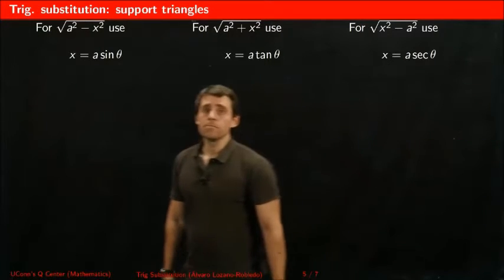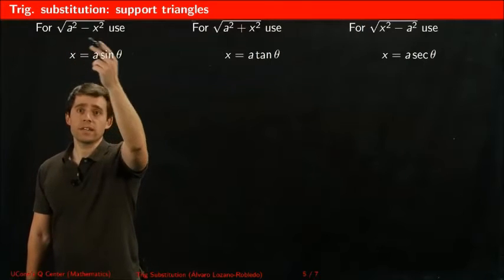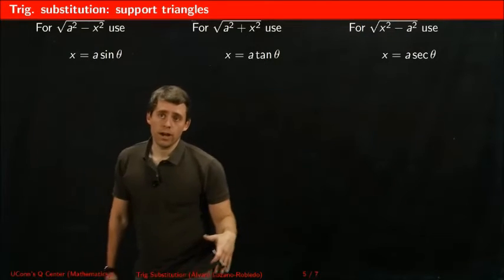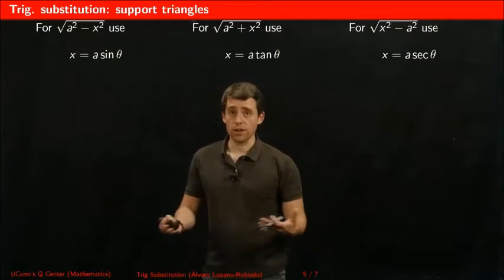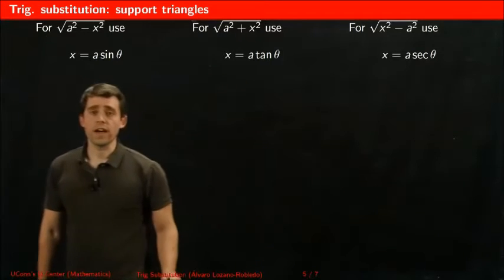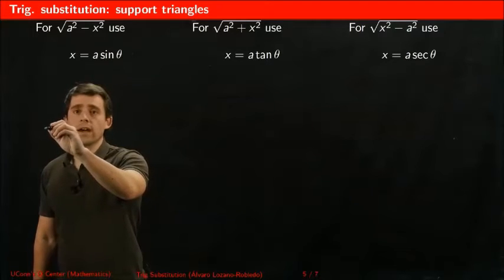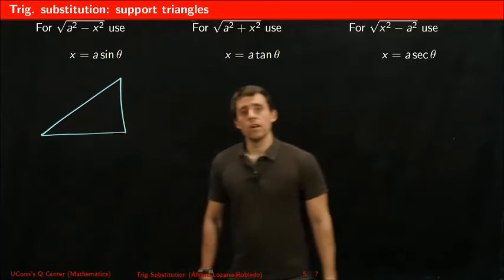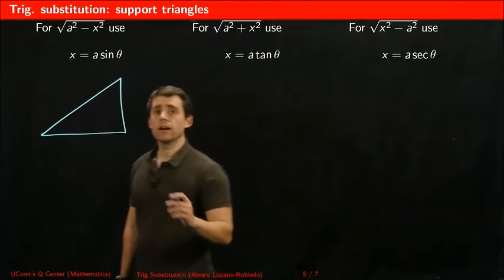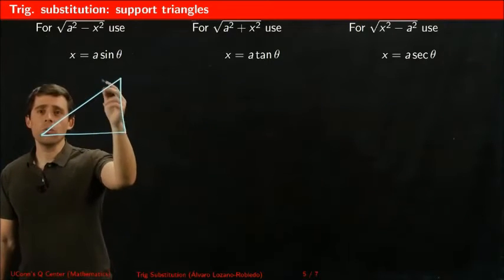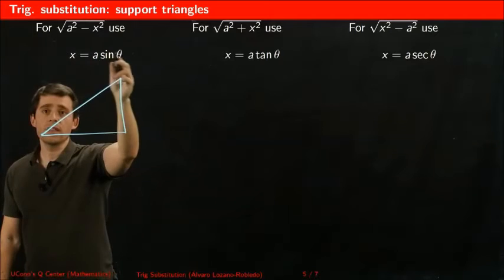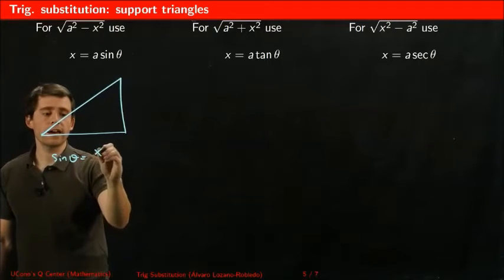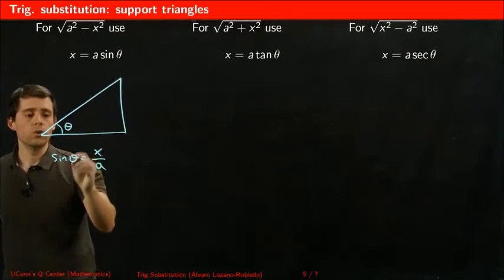So how do you do that? If you find something like that in your integral, you've used this trigonometric substitution, and then at the end you have to figure out how to go back from functions that are in terms of theta to functions that are in terms of x. So you have to find what's called a support triangle for this type of trigonometric substitution. And this is a triangle where x, a, and theta satisfy this equality. So this says that sine of theta is x over a.